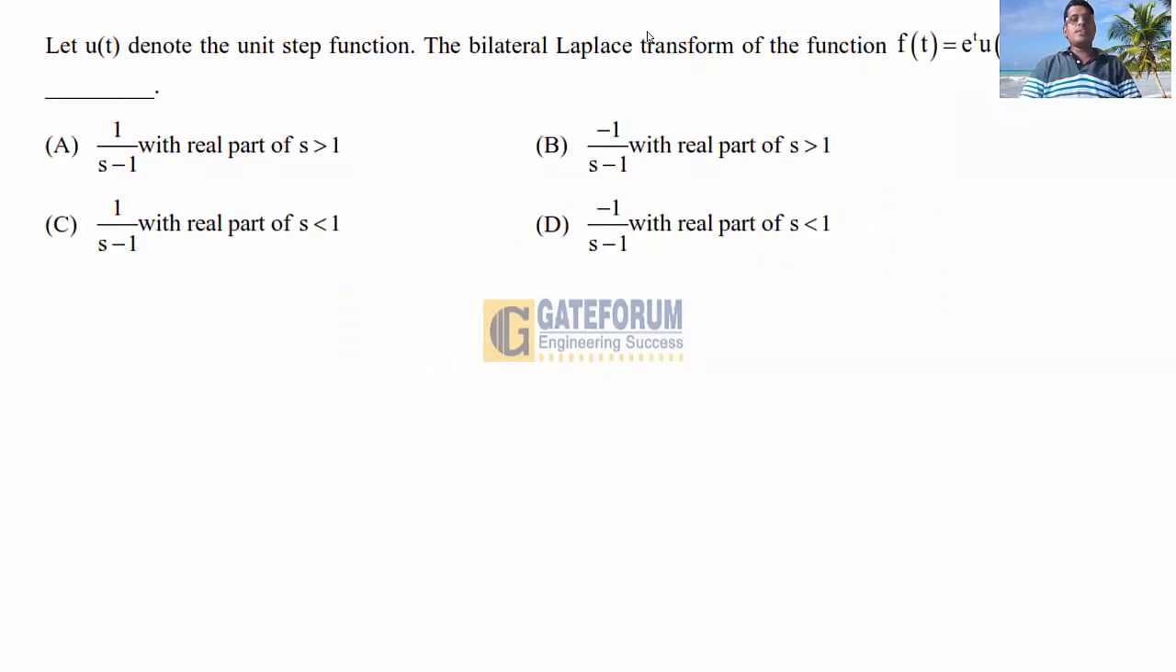The question is: let u of t denote the unit step function. The bilateral Laplace transform of the function f of t is equal to e power t into u of minus t is. Four options A, B, C, D are given. This question is from engineering mathematics, from the topic Laplace transform. The bilateral Laplace transform has time domain t limits minus infinity to infinity. The unilateral Laplace transform is the one-sided Laplace transform, either 0 to infinity, etc.